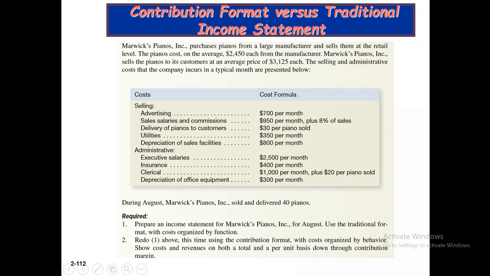So here, Marwick's Pianos Company purchases pianos from a large manufacturer and sells them at a retail level. The pianos cost this figure on average from the manufacturer. Marwick's Pianos Incorporation sells the pianos to its customers at an average price of this figure. The selling and administrative costs that the company incurs in a typical month are presented below. So this is the selling cost related and the administrative cost related data.